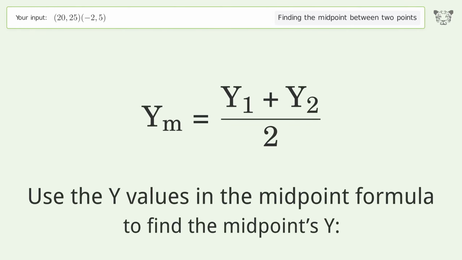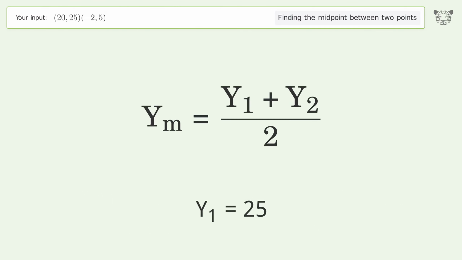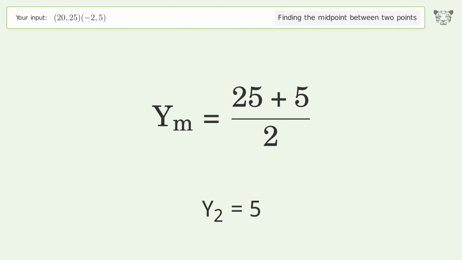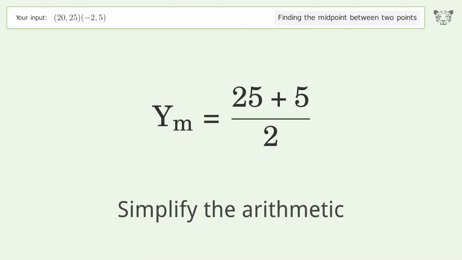Use the y values in the midpoint formula to find the midpoint's y. y1 equals 25. y2 equals 5. Simplify the arithmetic.